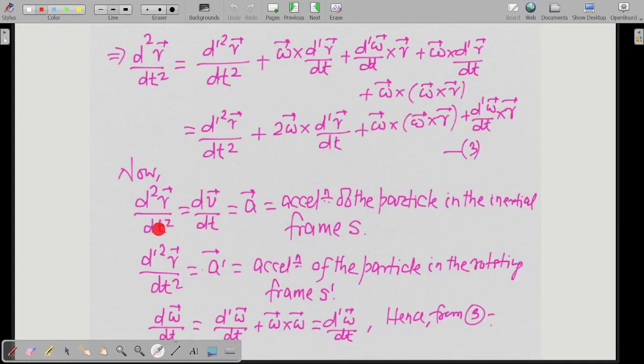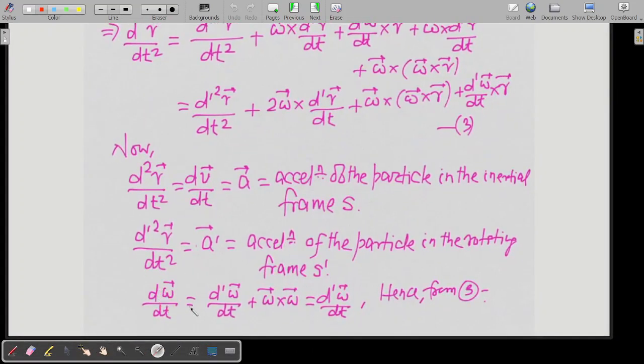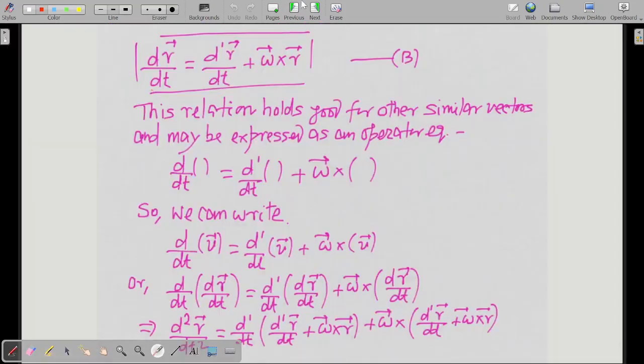So what happens is that d2r by dt2 equal to dv by dt equal to a, acceleration of the particle in inertial frame S, and d prime 2r by dt2 is a prime, acceleration of the particle in rotating frame S prime. And your d omega by dt equal to d prime omega by dt plus omega cross omega. How have we found this? We have basically substituted omega over here. Just substitute omega over here. What will happen? d omega by dt equal to d prime omega by dt plus omega cross omega in this particular equation.